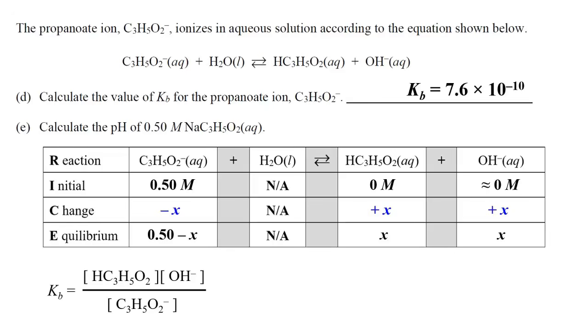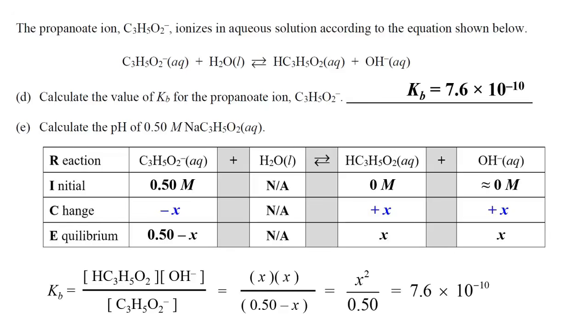Now we have data in the final row of this RICE table, so it's going to be x times x in the numerator of this Kb expression, and then 0.5 minus x in the denominator. And as I've already mentioned earlier in this video, to make our math easier, we can employ this simplifying assumption that x is much smaller than this number, this 0.50. So now our expression is simplified to x squared divided by 0.50. And I'm setting this equal to the Kb, which is 7.6 times 10 to the negative 10.